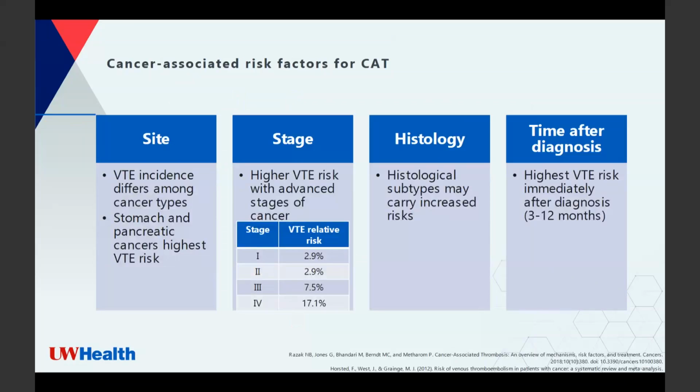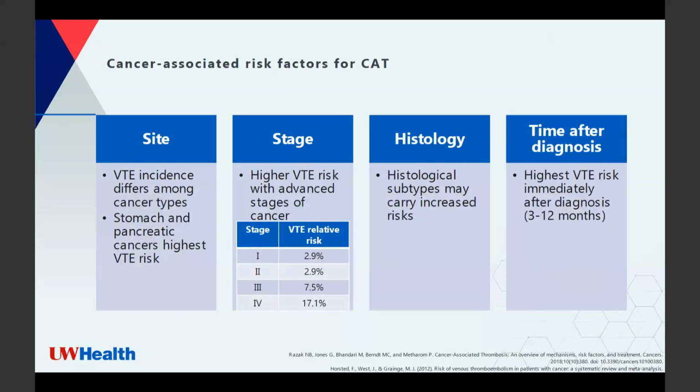There are also a number of cancer-associated risk factors for cancer-associated thrombosis. First, the primary site of cancer is a risk factor for VTE, and it's agreed that VTE incidence is not the same among different cancer types. For example, stomach and pancreatic cancers carry some of the highest VTE risks.